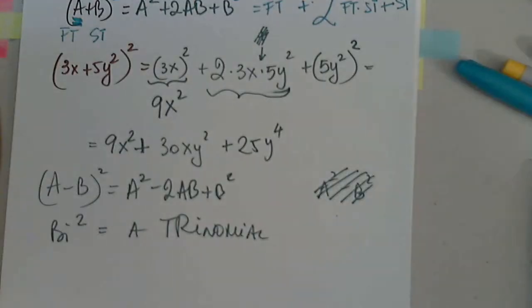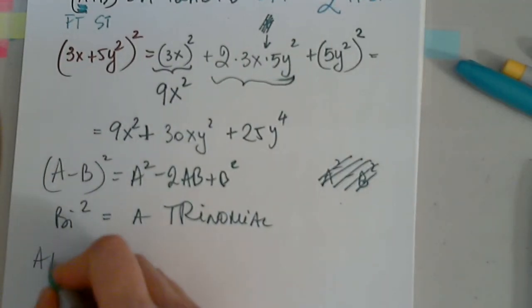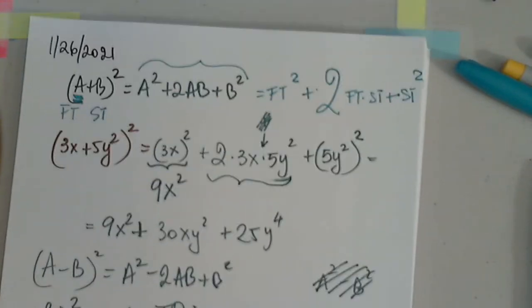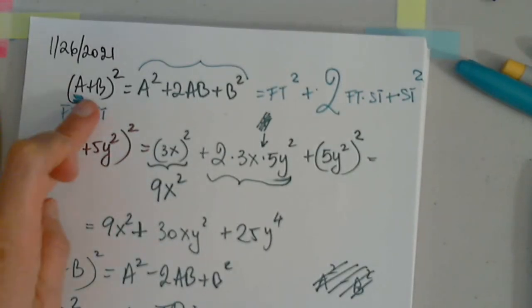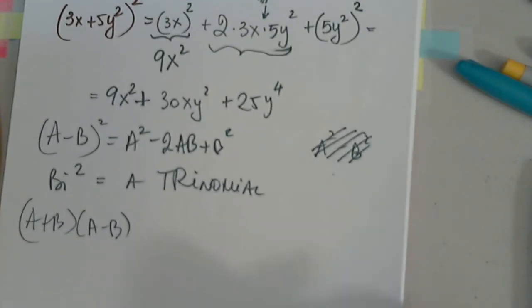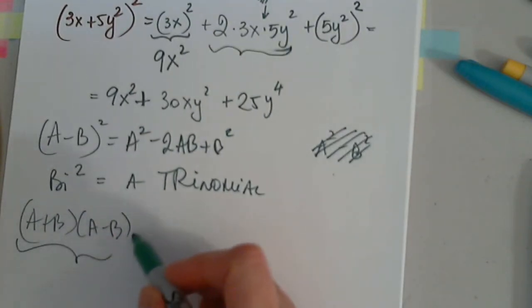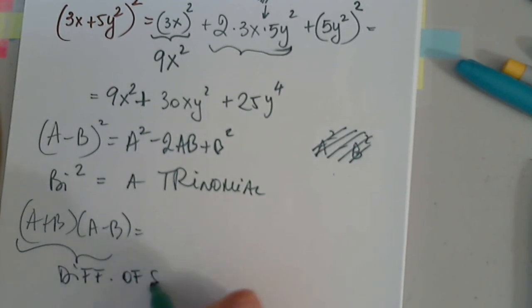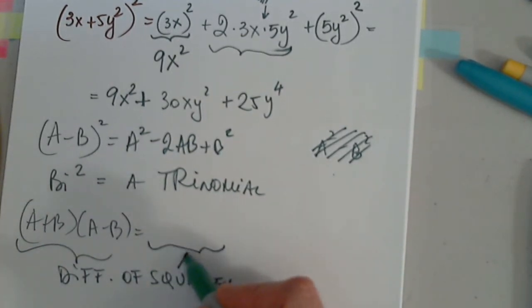And this is a formula I like to say forever. So please don't forget this one. A plus b times a minus b. This is not these two. Those are a binomial squared, which equals a trinomial. But this is the difference of squares.